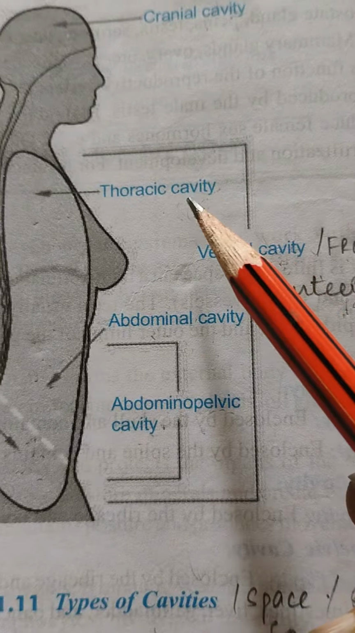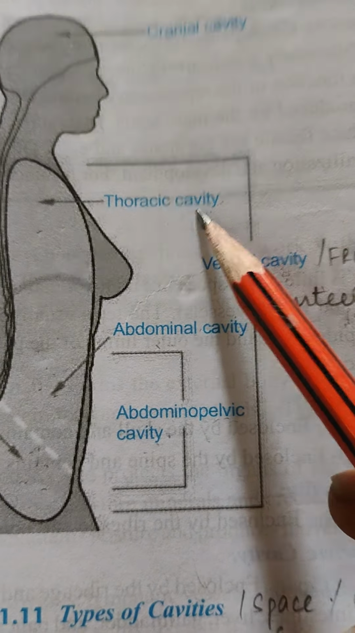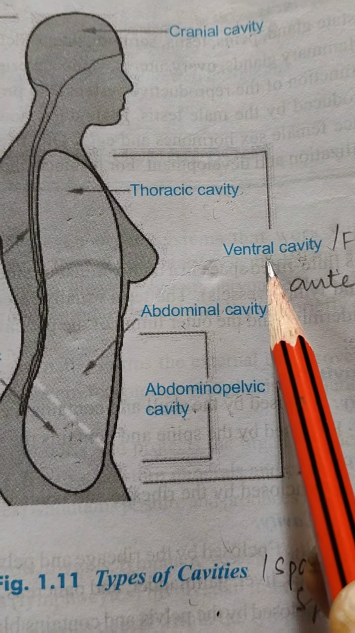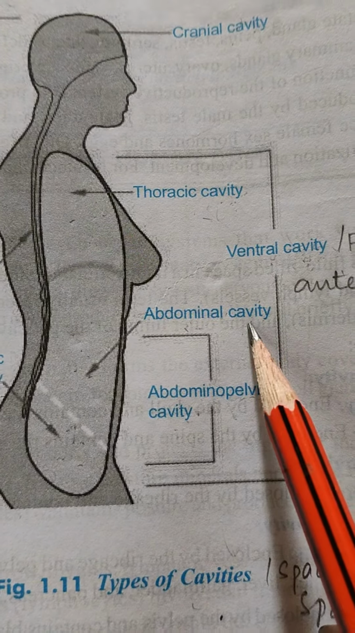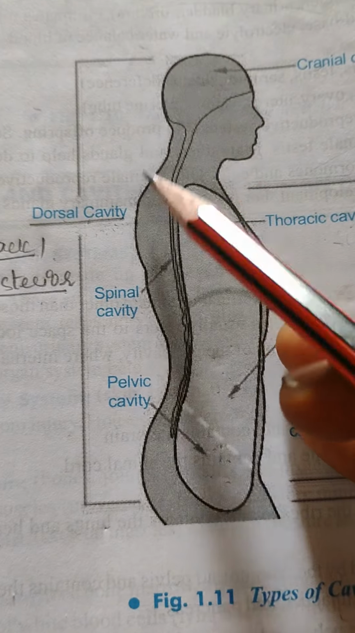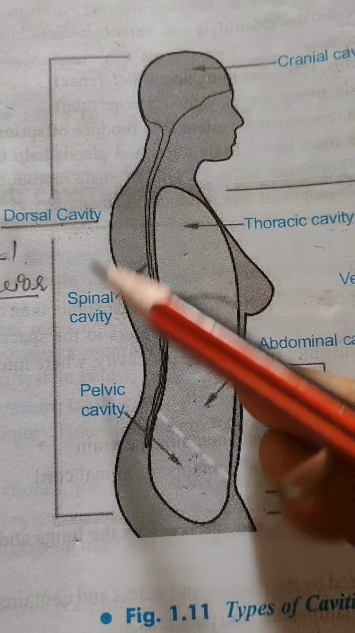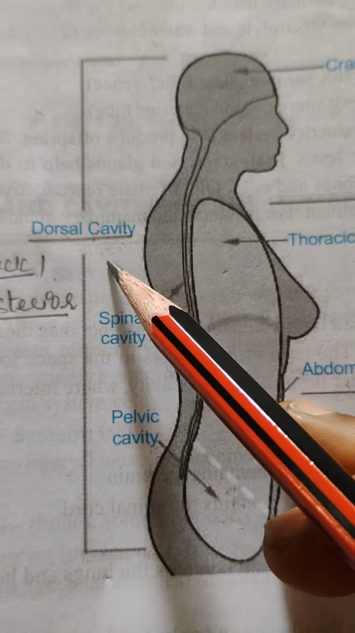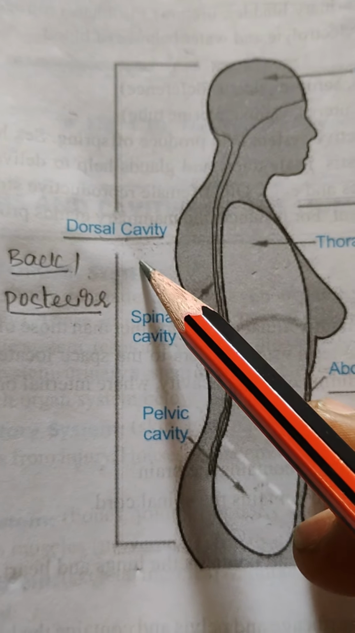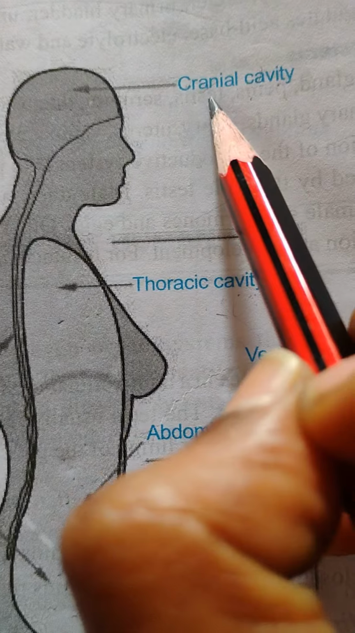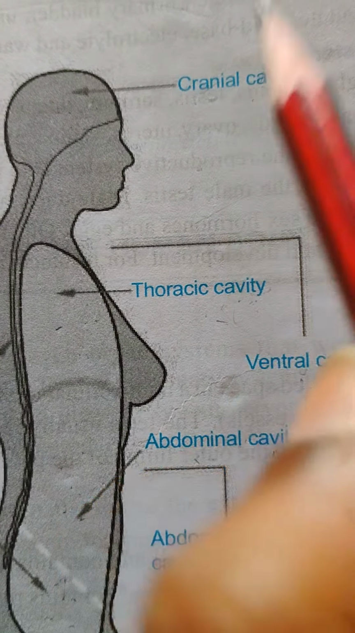See here, the thoracic cavity, abdominal cavity, and pelvic cavity form the ventral cavity. And the cranial cavity and spinal cavity form the dorsal cavity, or backside or posterior. Okay, so first we can discuss the cranial cavity.